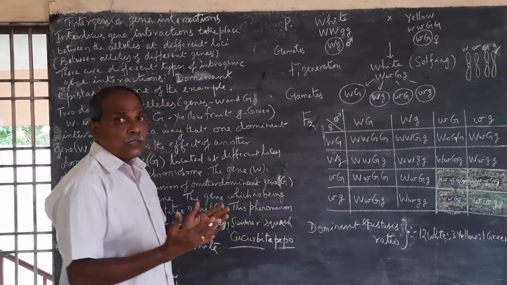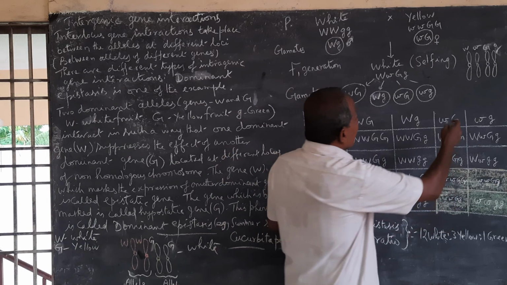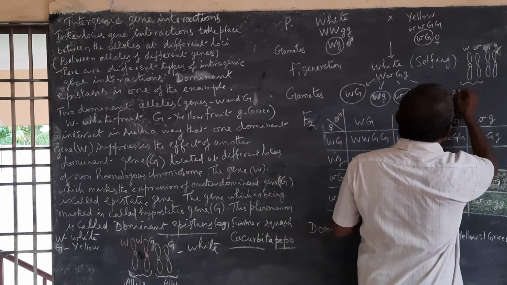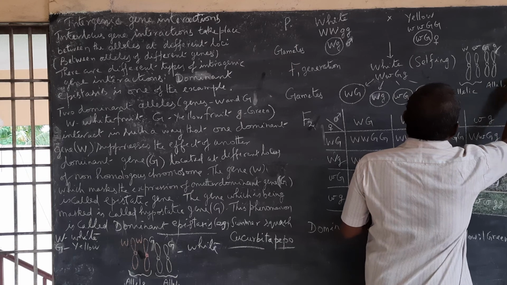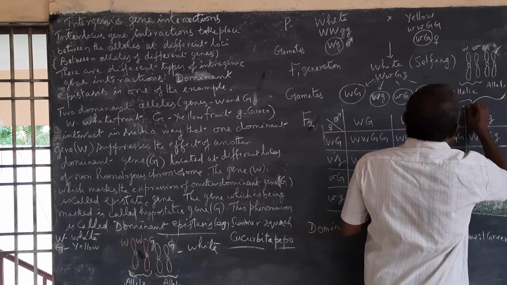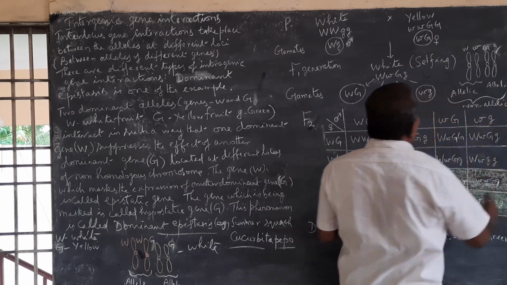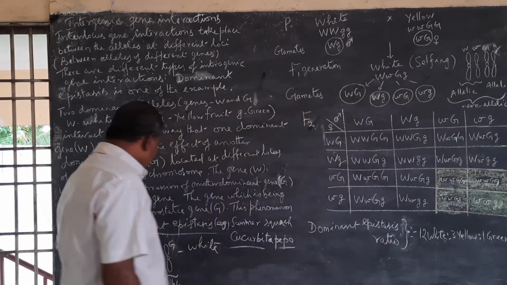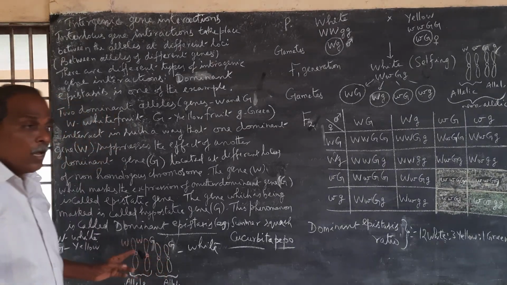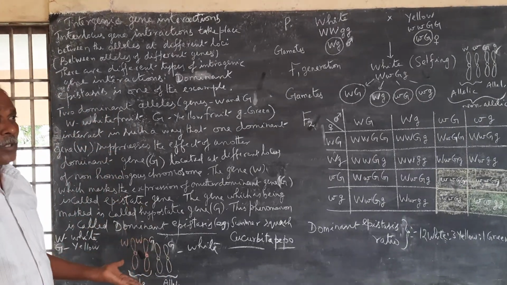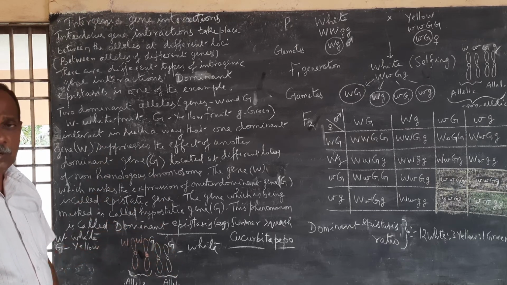In dominant epistasis, it's an interaction between two non-allelic dominant genes. This one is allelic, whereas these two are non-allelic genes. So here you can see the non-allelic dominant genes. It's an interaction between non-allelic dominant genes in which one dominant gene masks or suppresses the expression of another dominant gene. This phenomenon of masking effect is called epistasis.